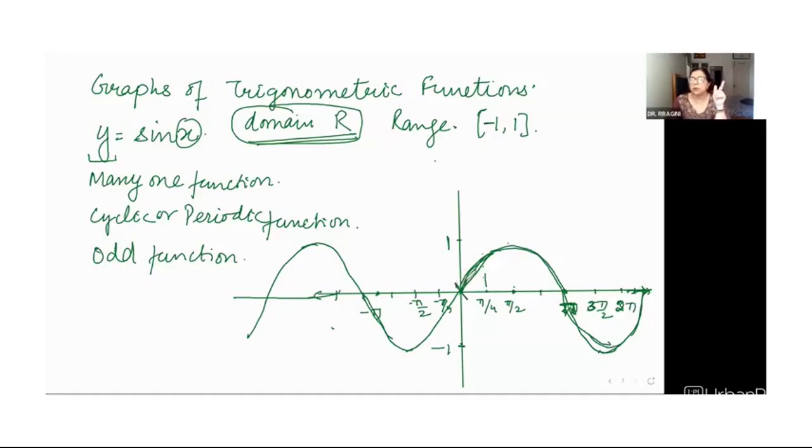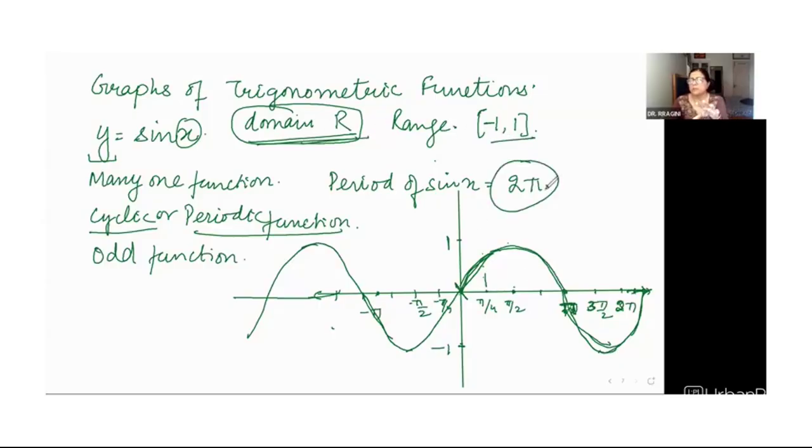See, what is a cyclic order? Cyclic order is a periodic function. A cyclic or periodic function is a function which repeats itself in the same manner after that complete period. Now, what is the period of sine x? Period of sine x is 2 pi. All these things have to be remembered.